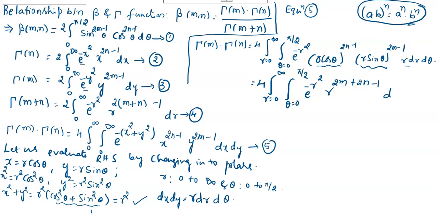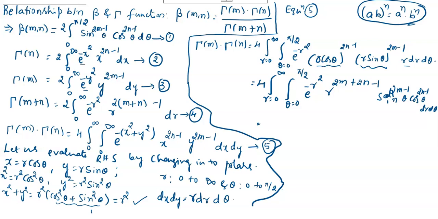Sine to the power of 2m minus 1 theta cos to the power of 2n minus 1 theta dr d theta. Okay. Now let us group the terms consisting of theta and the terms consisting of r.